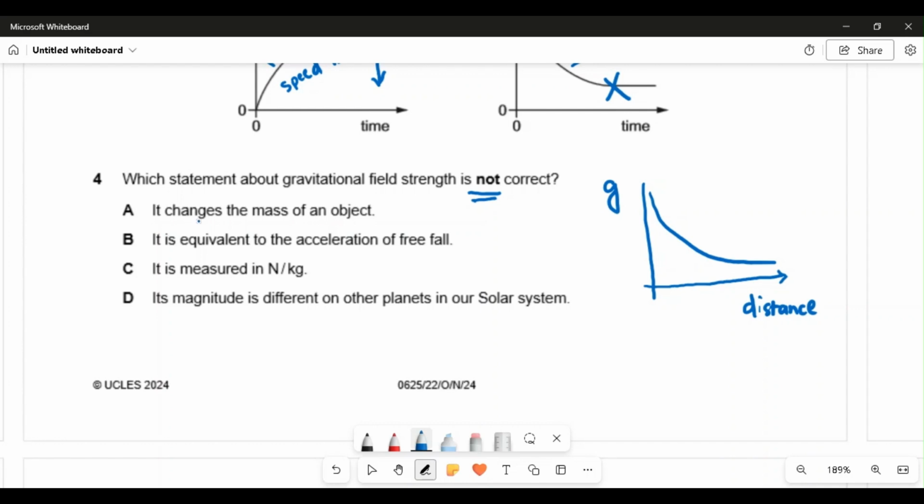First option is it changes with the mass of an object. No, it's not true. It is equivalent to acceleration of free fall that we call g. Its unit is Newton per kilogram. Yes, of course, because you know that g is weight over mass. Its magnitude is different on different planets. Yes, of course, it is also true, because as we have different planets or we are moving away from the earth, it changes as well. So our correct choice for this question is option 4.